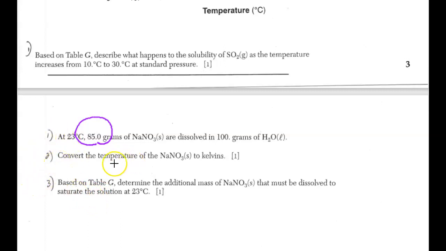All right, question 2, convert the temperature of sodium nitrate to kelvins. You hear any growling in the background? That's 2 dachshunds that decided to wake up from their nap.